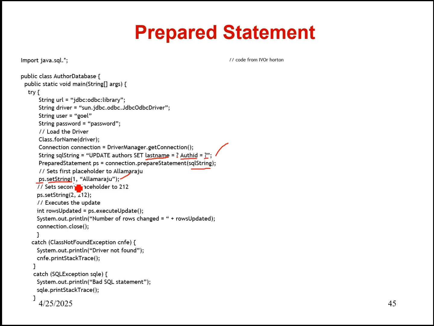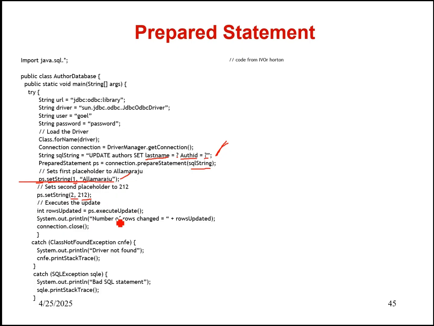Next, it takes two parameters. The first parameter is the index of the column. That is, the index of the column is as per this SQL statement. The first column in this SQL statement is the last name. The second column in this SQL statement is the author ID. So 1 is for last name and 2 is for author ID. So 1 comma, within the double quotes you can mention your required author name. And next is the setString of the second column, that is the second parameter, and the value is 212. The author ID is 212.